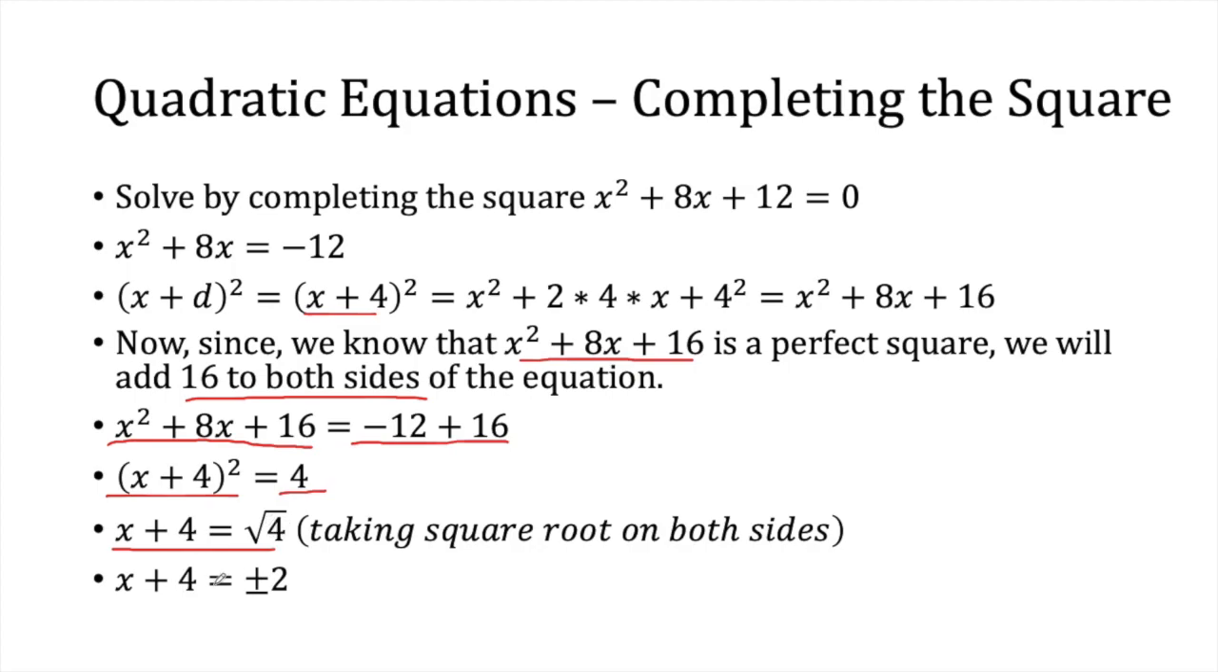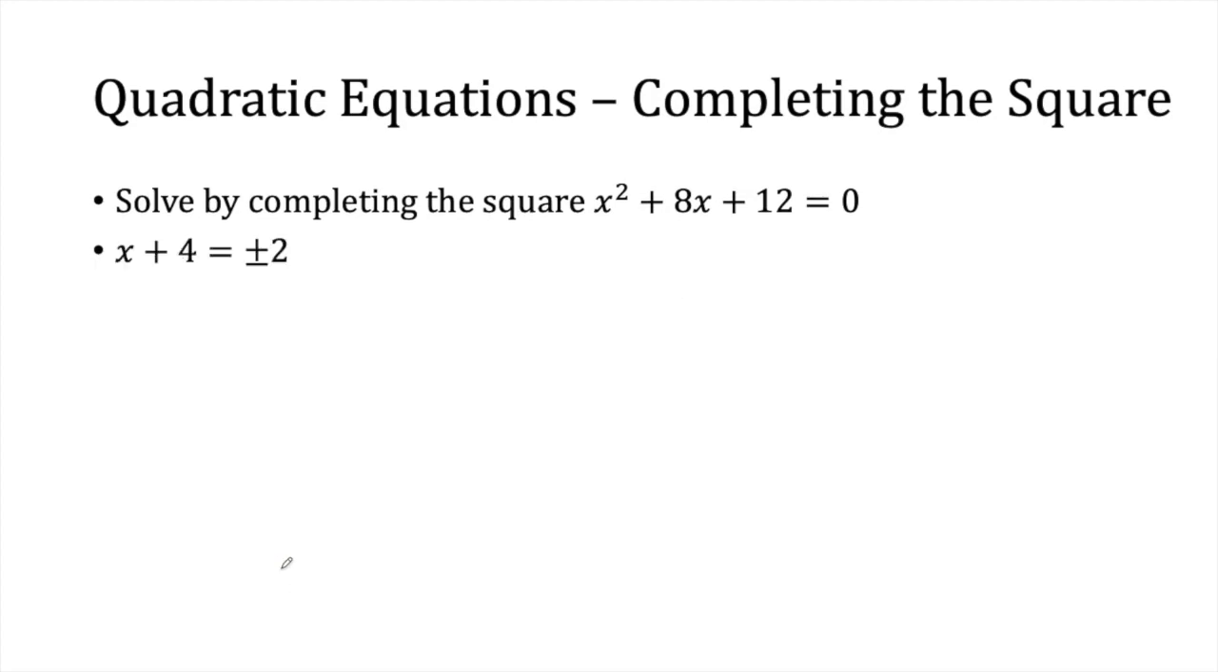And this means that x plus 4 is equal to positive or negative 2. Do not forget this positive or negative sign, since both positive and negative 2 squared give us 4, which means that the square root of 4 can be either positive or negative 2. So now we must solve for x. And we see that x plus 4 is on the same side of the equation, which means we must take this 4 to the other side of the equation.